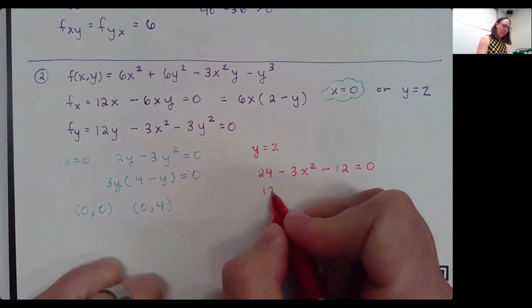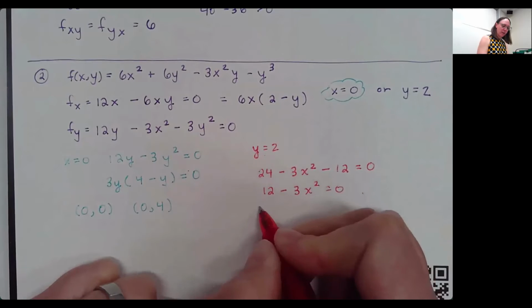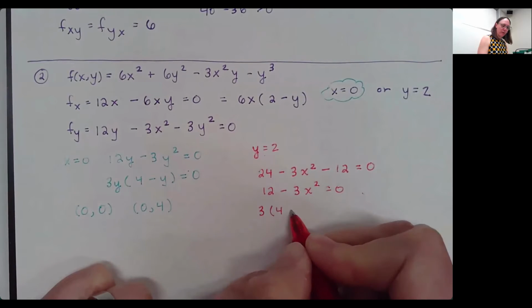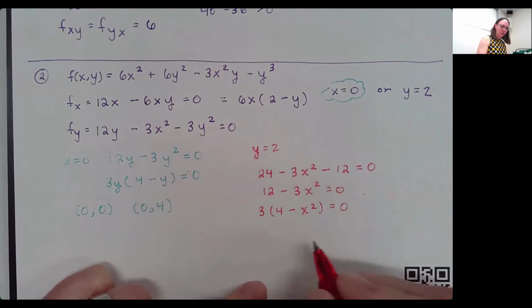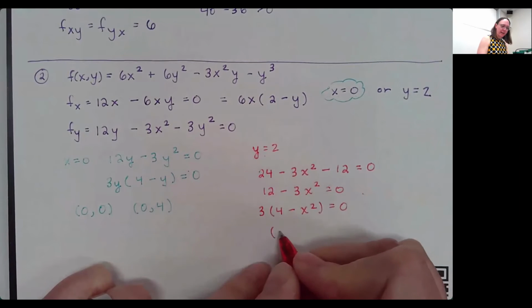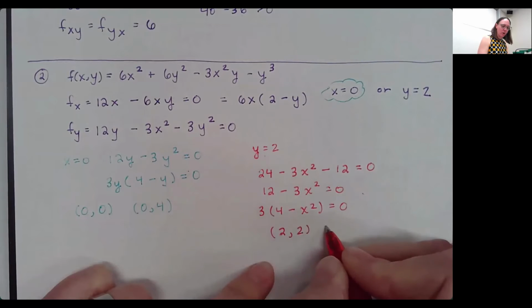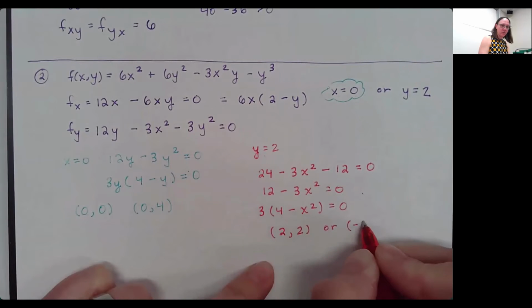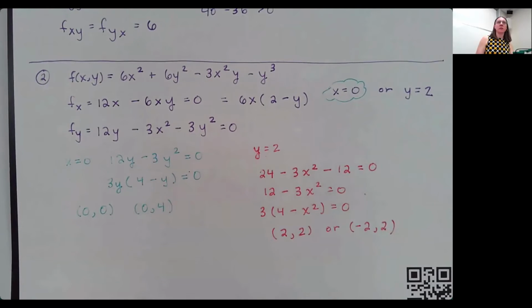So 12 minus 3x squared is 0. I can pull out a 3. I'm going to be left with 4 minus x squared, which means this is giving me 2 critical points. x could be positive 2 while y is positive 2, or x could be negative 2 while y is positive 2. So now I've got 4 possible critical points to play with.